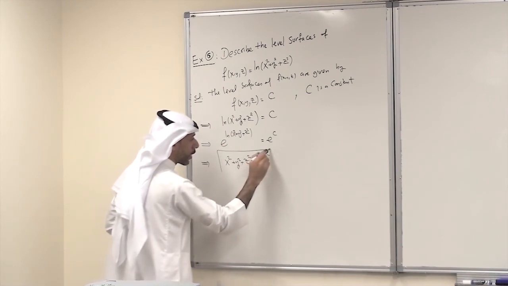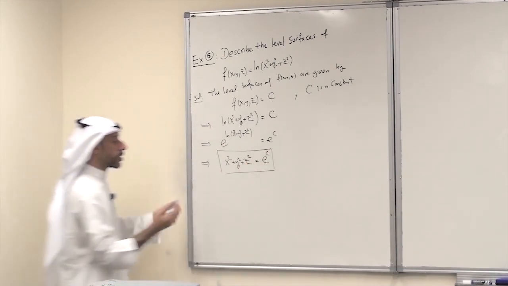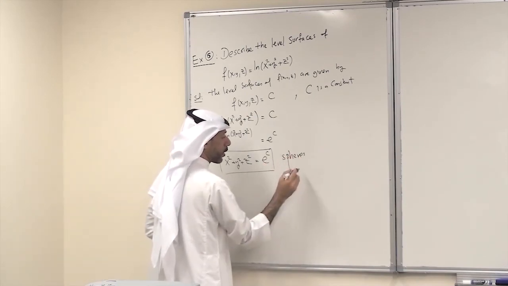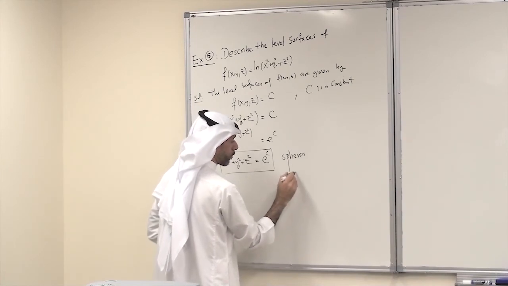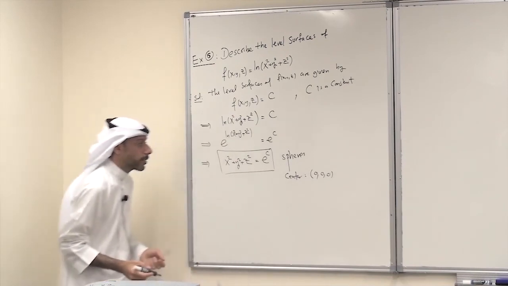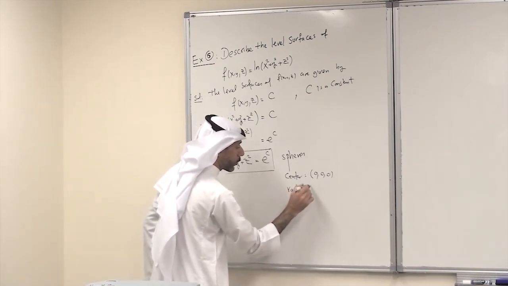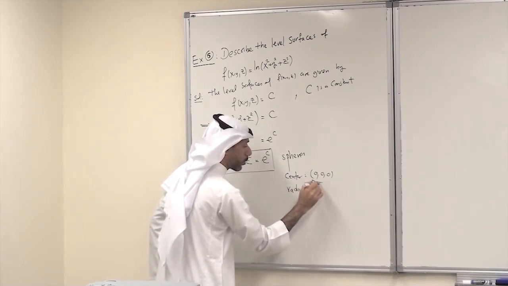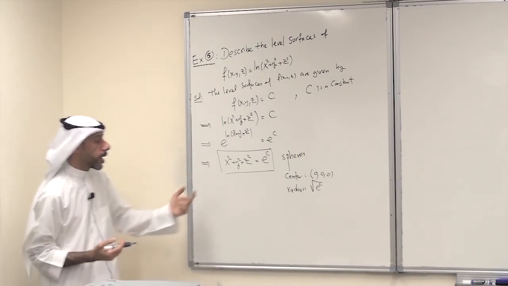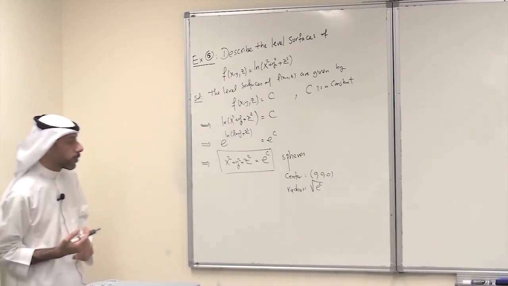Now in this form we can describe the level surfaces of f. These are spheres with center the origin 0, 0, 0, and radius root e to the power c. So the level surfaces for this function are spheres with center the origin and radius square root of e to the power c.